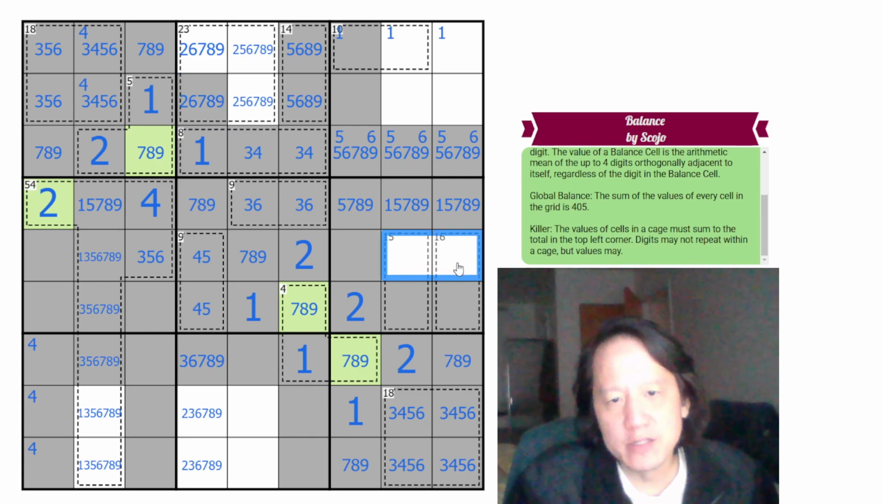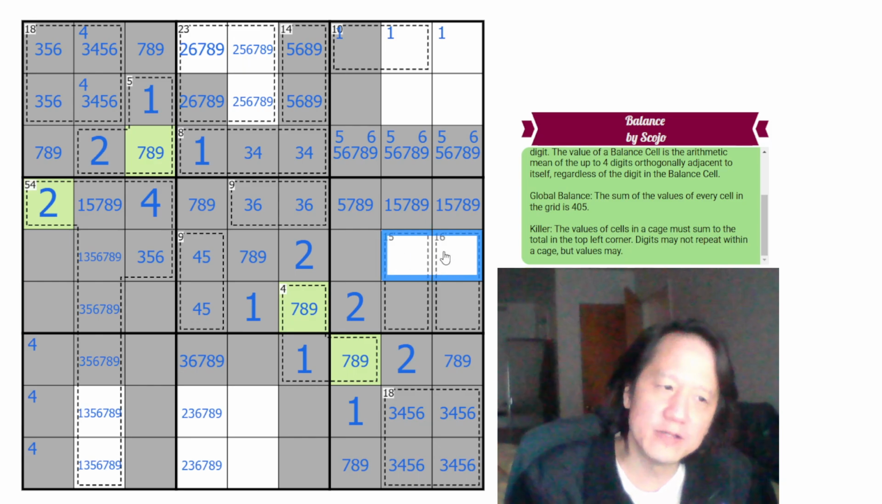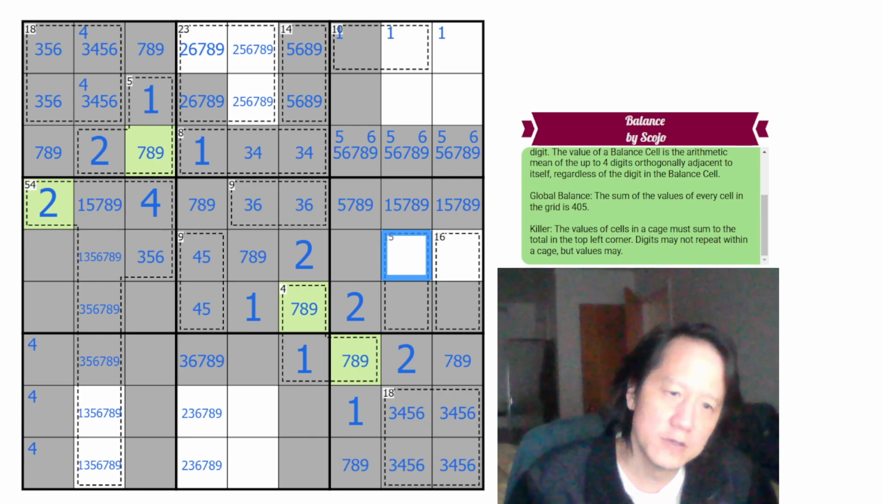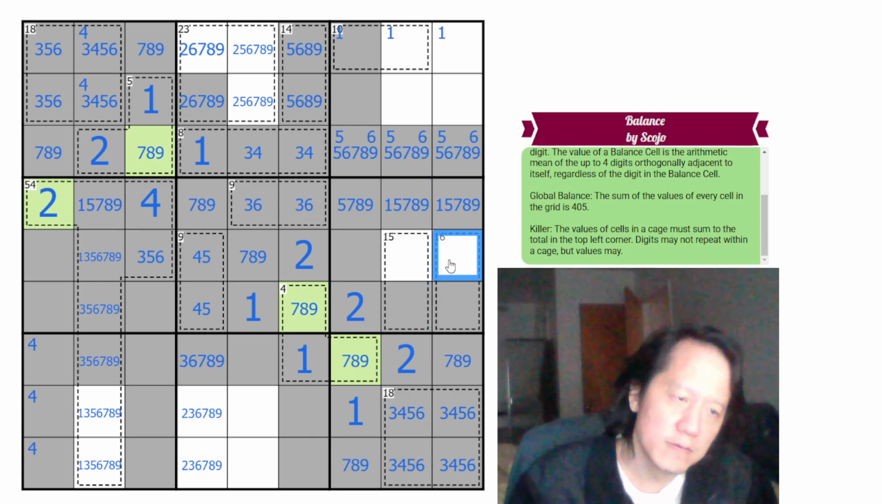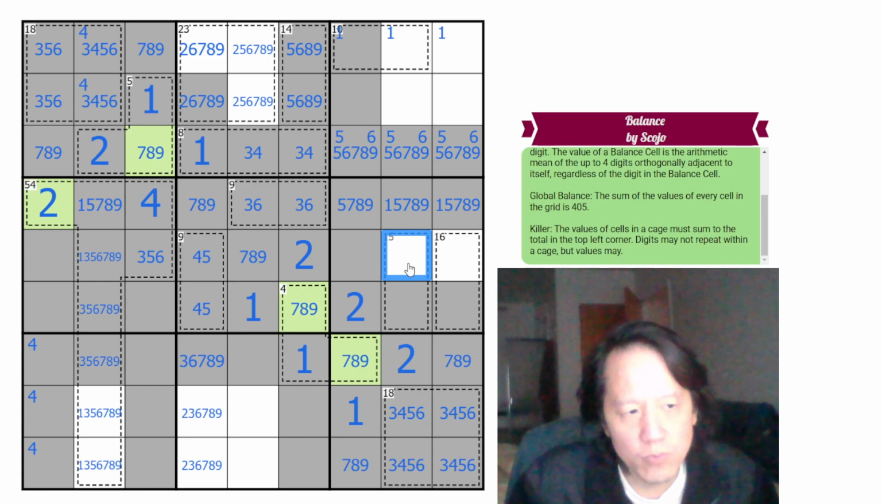Again, the maximum of balanced cell. Okay, so the maximum of balanced cell could be, if it was here, it would be 6, 7, 8, and 9, which would be 30 divided by 4. So that would be 7.5. So if this were the balanced cell and it were the maximum, obviously that wouldn't really work very well. Well, we need at least a value of 6.